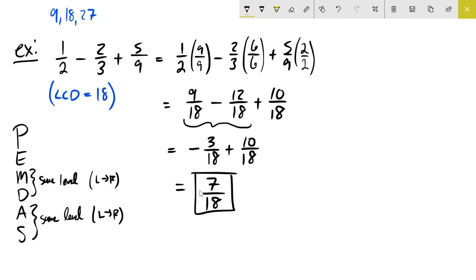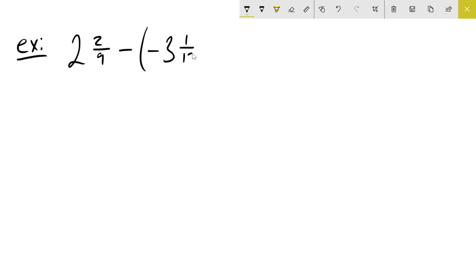Okay. I'll do one more, and then I'm going to let you guys do some practice. So let's say we had one where we had, say, 2 and 2/9 minus a negative, say, 3 and 1/15.